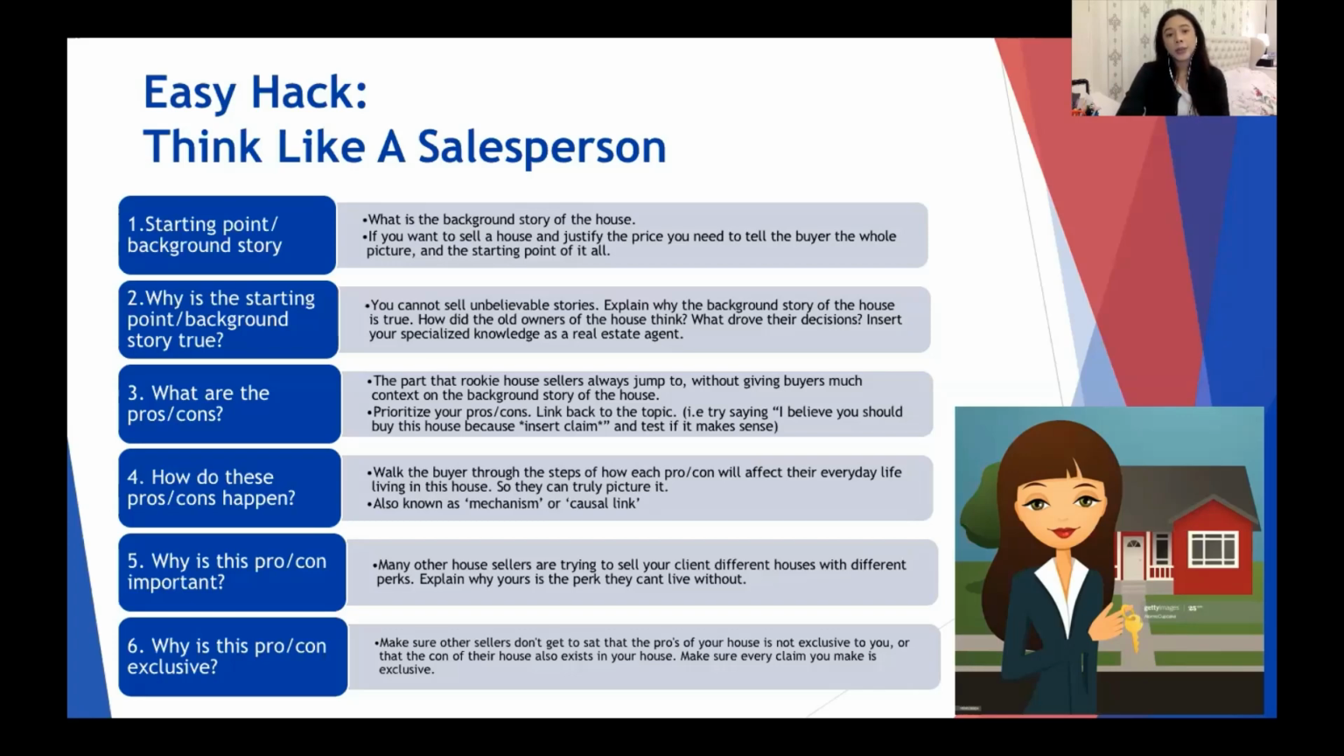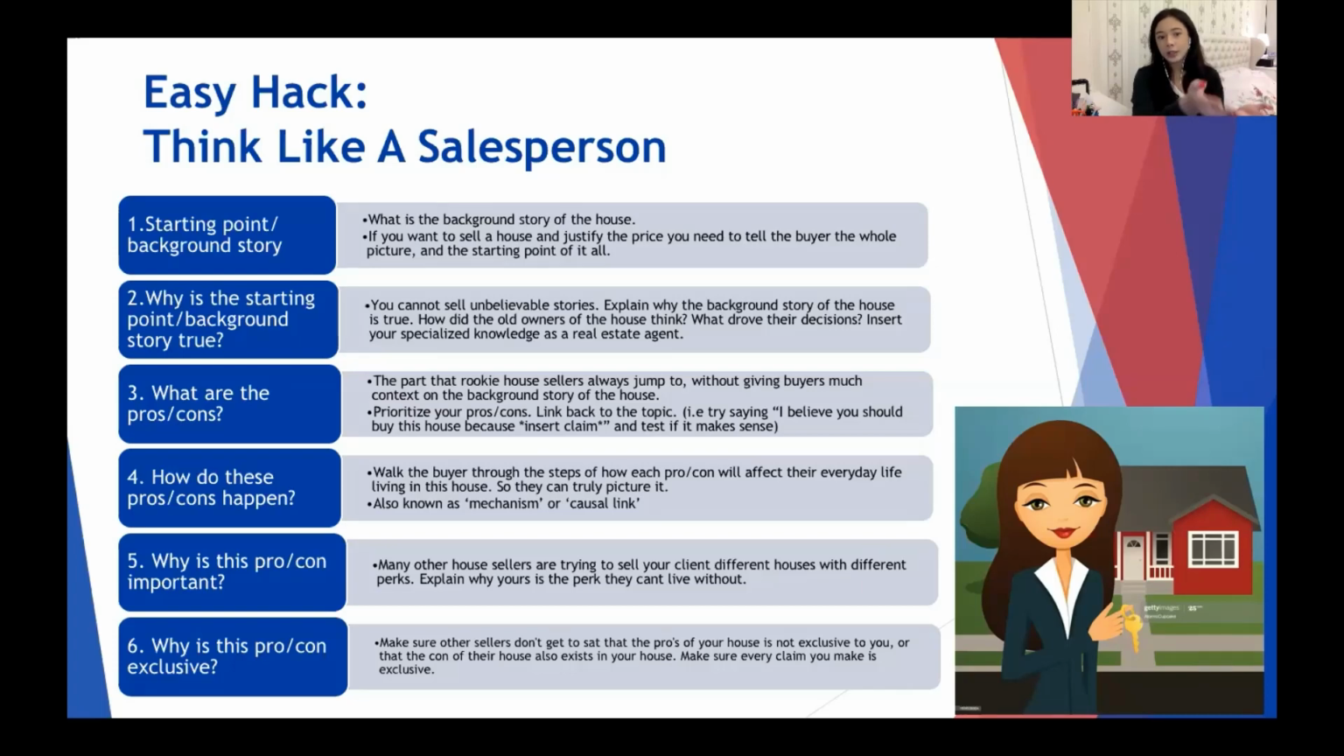Second is, you can't just merely sell unbelievable stories, right? You obviously need to explain why the background story of the house is true. How did the old owners of the house think? What drove their decisions? Why did they buy the house with this initial price and currently want to sell it for a higher price? What were the renovations that they made? Why were those renovations necessary? How did they feel prior to that renovation and after that renovation? Point is, you always want to explain why those background stories were true to begin with, right? And insert a lot of your own specialized knowledge as the seller of this house.